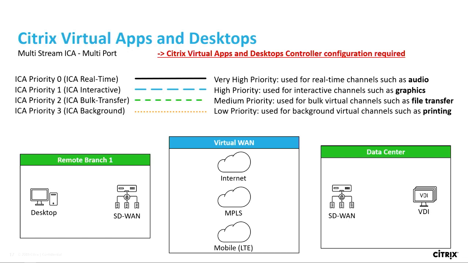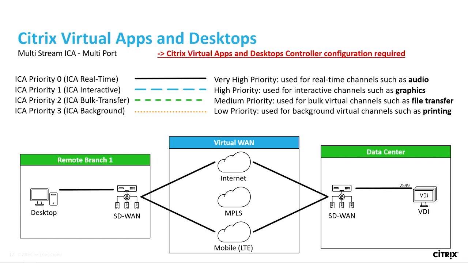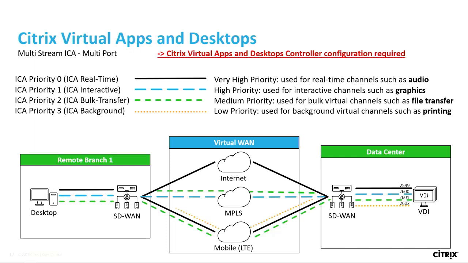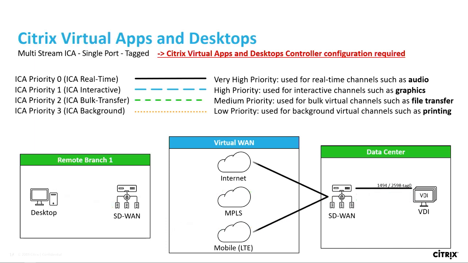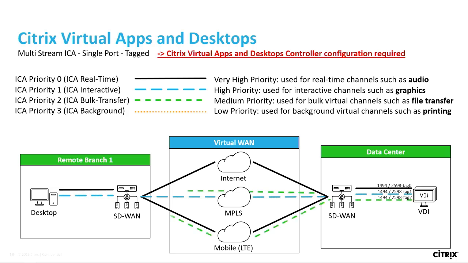So what this looks like with multi-stream ICA multi-port: a flow is going to come out, for example, the audio from the controller, and it's going to hit the SD-WAN and be sent in different streams and reassembled. And then there's going to be a separate stream and a separate port for the priority 1, priority 2, and then priority 3 traffic. And then similarly, on a similar type of setup, we're doing multi-stream ICA single port tagged. We're sending that traffic out in multiple flows from the controller that's already tagged. So SD-WAN sees this and it's acting on it. But obviously, as Jesse said, there's definitely overhead to implement this.